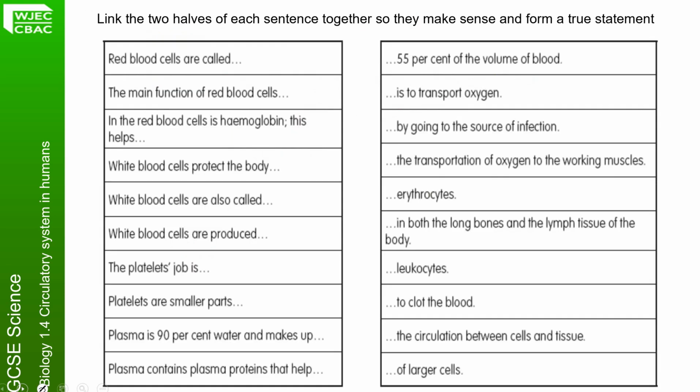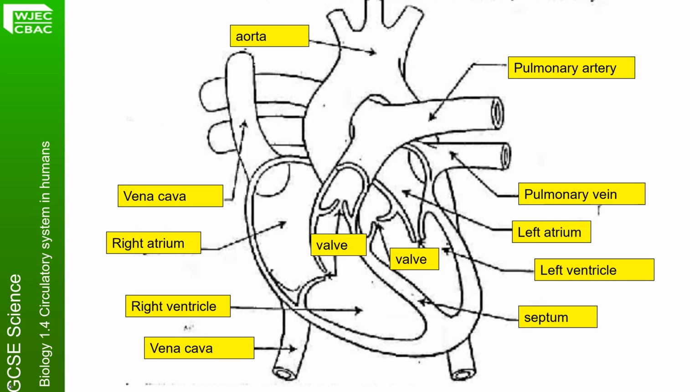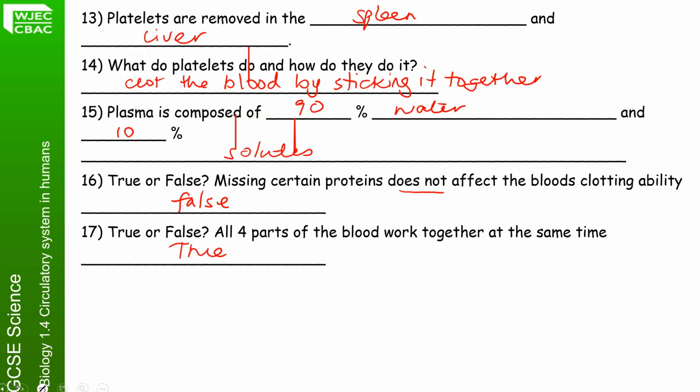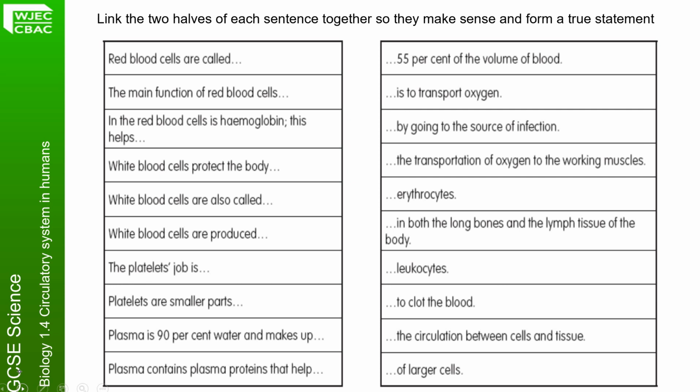Link the 2 halves of each sentence together, so they make sense and form a true statement. It's probably easiest if I number these. So if I call these boxes 1, 2, 3, 4, 5, 6, 7, 8, 9, 10 statements at the beginning, we've got to match them with the correct one. So red blood cells are called erythrocytes. So that's our number 1. The main function of the red blood cells is to transport oxygen. That's number 2. In the red blood cells is hemoglobin. Number 3, this helps the transportation of oxygen to the working muscles.